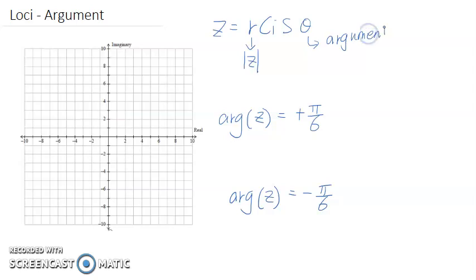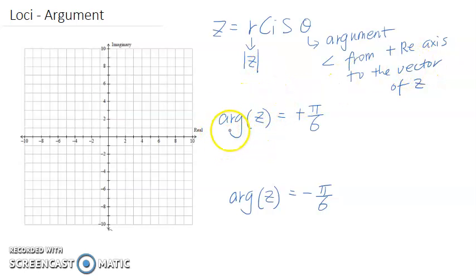You have to remember the definition of the argument. By default, the argument is the angle from the positive real axis to the vector of the complex number z. Okay, so let's have a look at the first example.